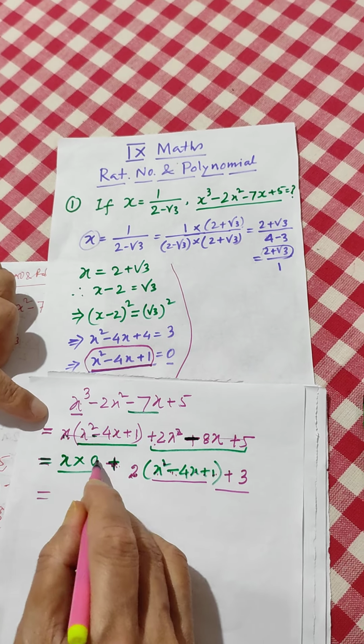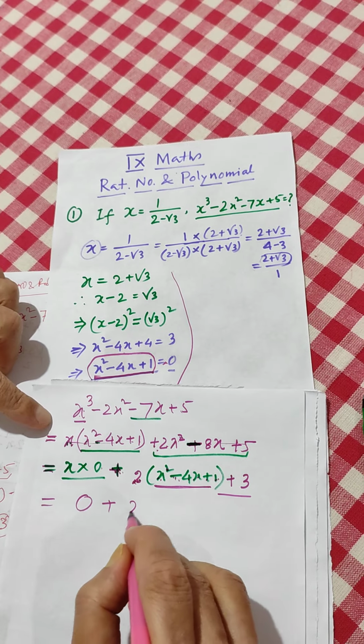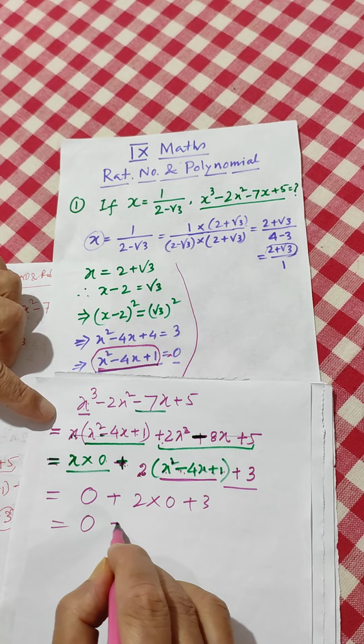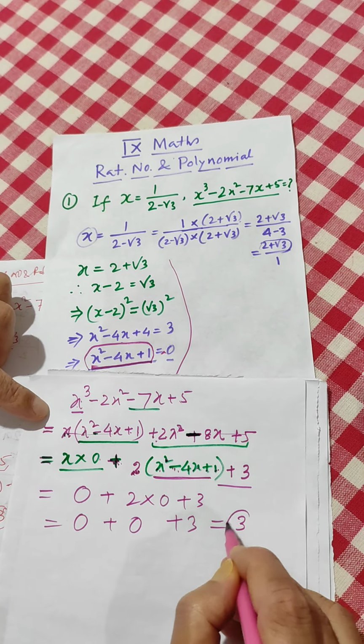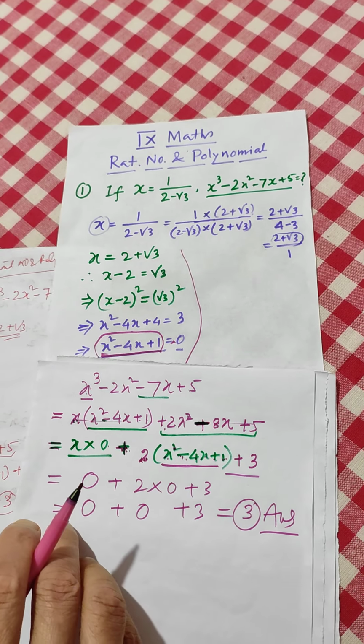Now see, this part is 0, you see. So 2 into 0, then plus 3. So finally what do you get? 0 plus 0 plus 3. That means 3, and this is the answer. Do you follow? So the answer is 3.